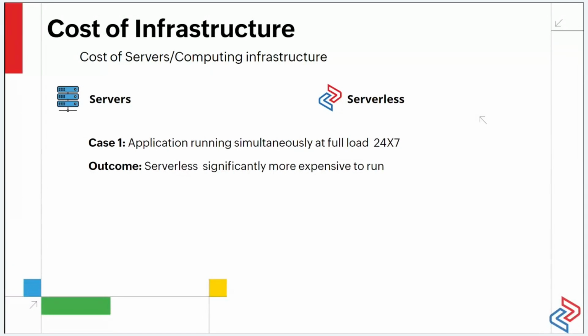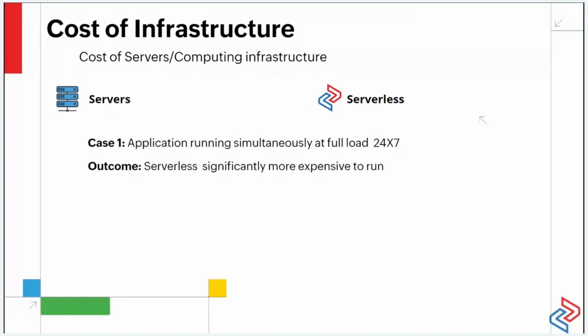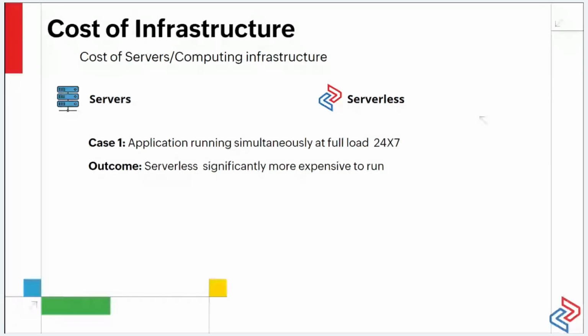What this means is that your application is running at 100% load on your server. You've not provisioned anything beyond that, not provisioned anything below that. The outcome in this case would be that since you're utilizing your server at 100% capacity, serverless in this case would be significantly more expensive to run, given that you run the same kind of load on your application on both these platforms.